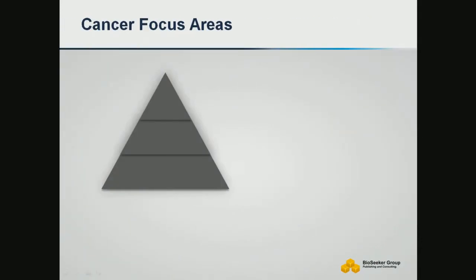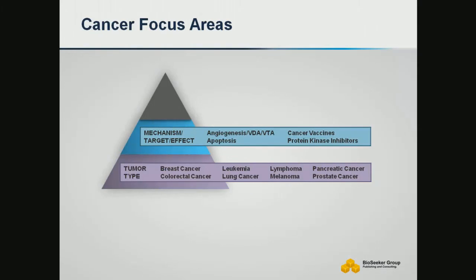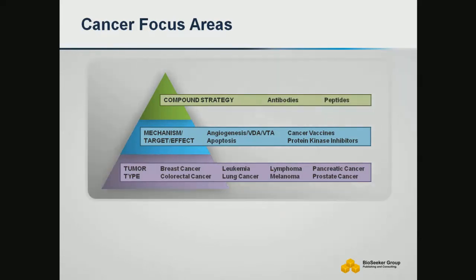Cancer Highlights reports on 14 cancer focus areas, divided into 3 main classes. Firstly, tumor type, secondly, mechanism, target and effect, and thirdly, compound strategy. The tumor type class involves 8 different cancer indications, while the mechanism, target and effect class is centered on 4 different drug mechanisms of action. And the compound strategy deals with antibodies and peptides in oncology.